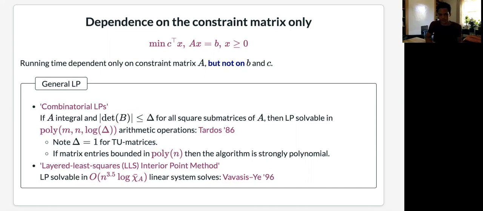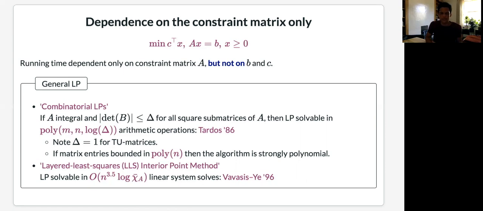Now note that for TU matrices, delta is equal to 1. And therefore, for TU constraints, we already have a strongly polynomial algorithm. And more generally, if the matrix entries are integral and polynomially bounded in n, then her algorithm is strongly polynomial. There is another algorithm whose runtime only depends on the constraint matrix, and that is the layered least squares interior point method by Vavasis and Ye from 1996.